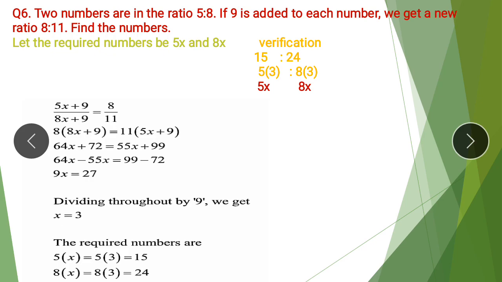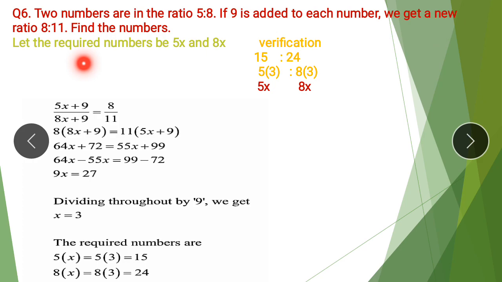Next question is, two numbers are in the ratio 5 ratio 8. If 9 is added to each number, this is a little bit conceptual question, so I want your full attention, we get a new ratio 8 ratio 11. Find the numbers. Here the ratio is given and we are going to find out the numbers. Means we have to go with the reverse step. Mostly the numbers are given most of the time and we are supposed to find the ratio. Here the ratio is given and we are supposed to find the numbers.